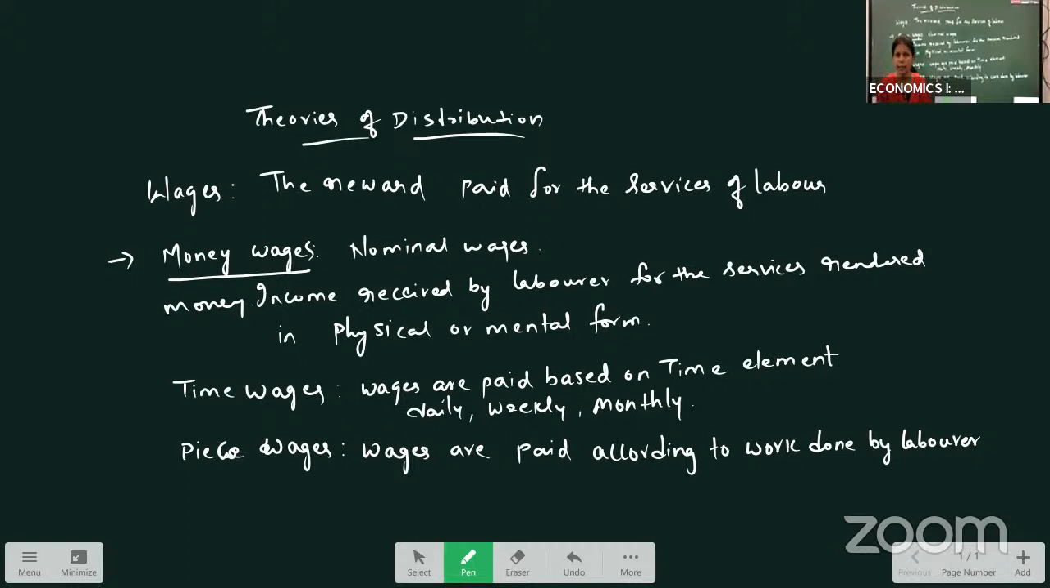How many days he may take? But once he completes that one room, he will get 500 rupees. Those wages are called piece wages. Okay, so see the difference. These are all important for your 2 marks over here.